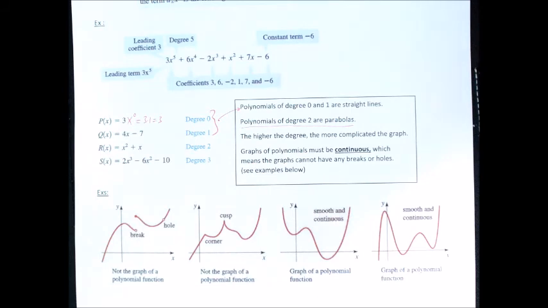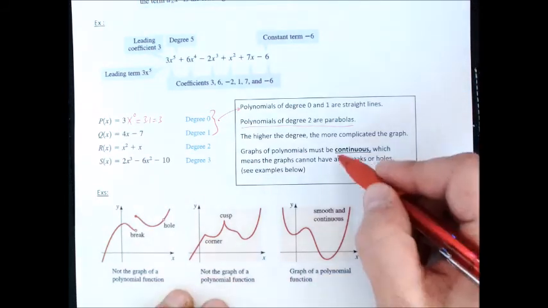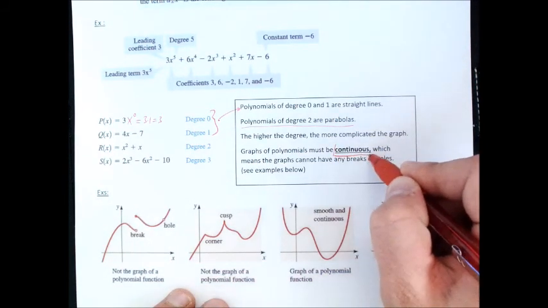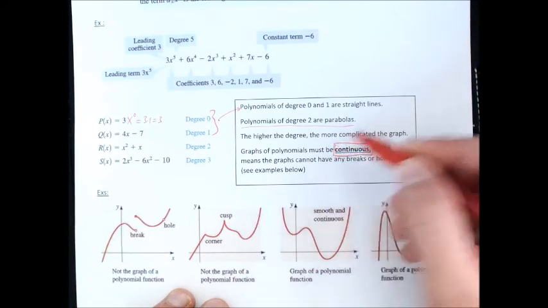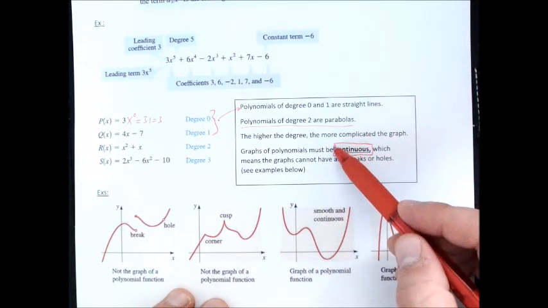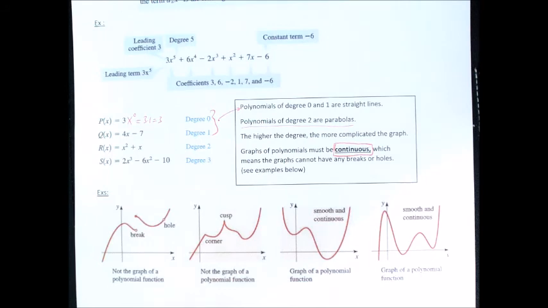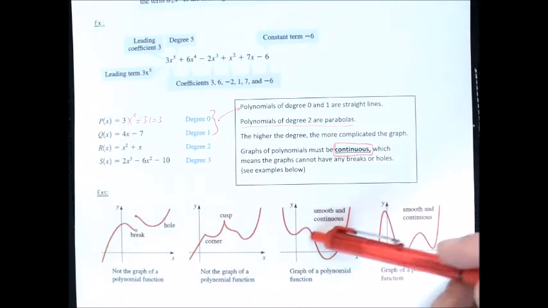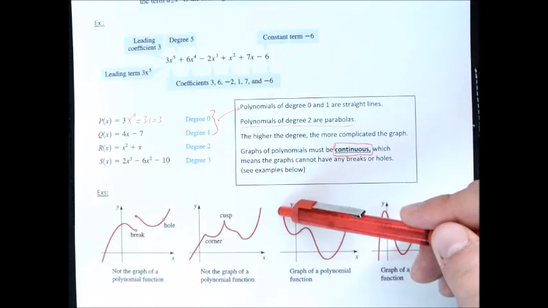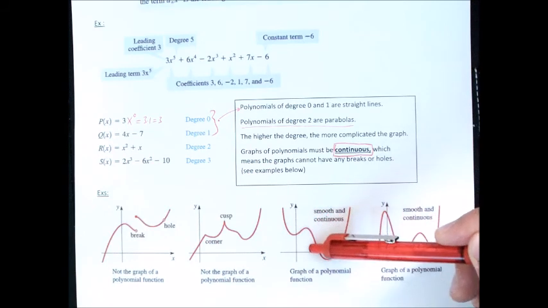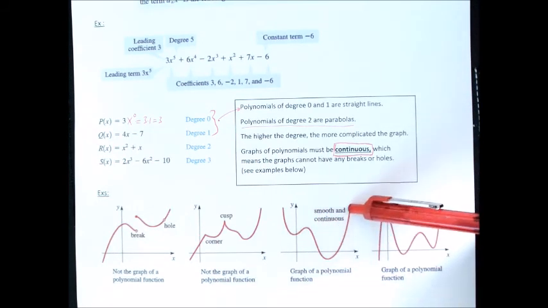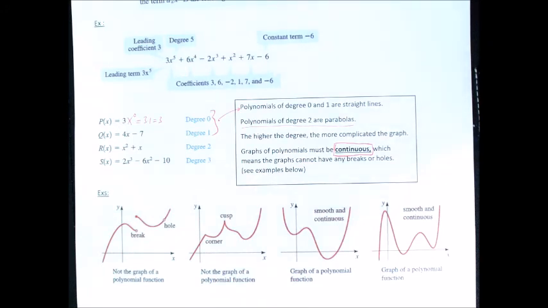But the really nice thing about polynomials is that they're continuous. Graphs of polynomials are continuous, which means that there are no breaks in the graph. If you trace your finger along a polynomial, like these two examples down here, we don't have to lift our finger off the page at all. It's continuous. Continuous kind of means what it sounds like. It continues in all directions.